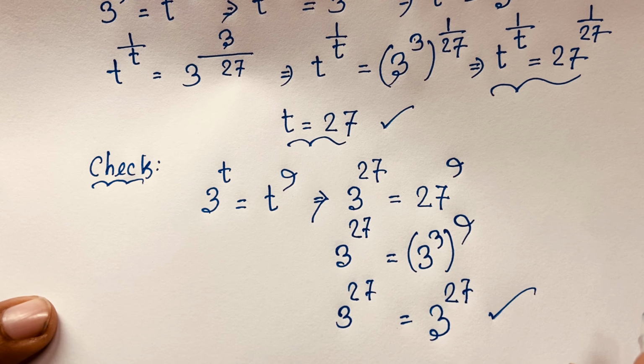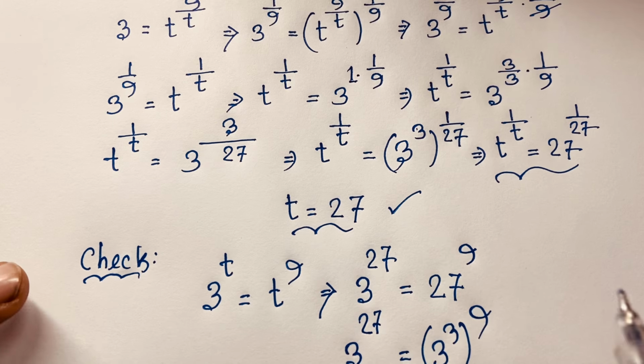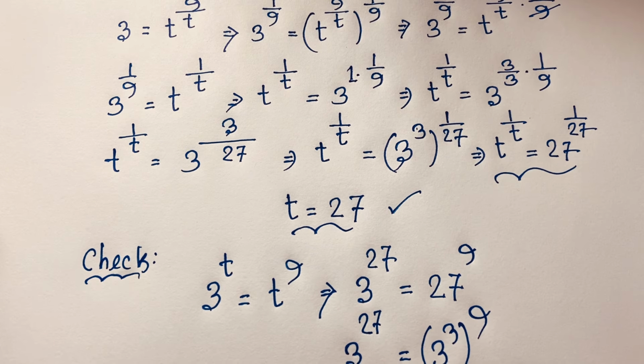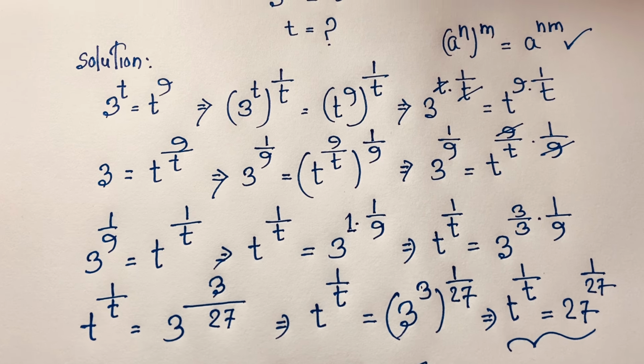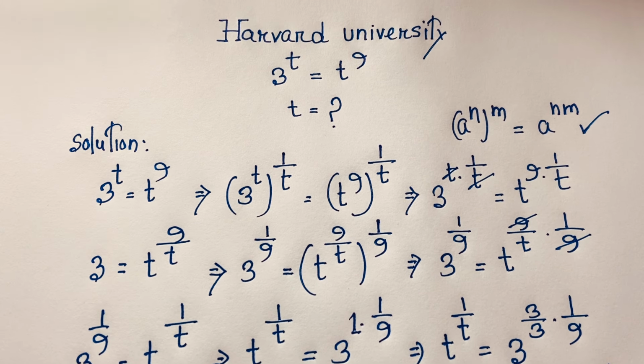So here, left hand side and right hand side, both sides are equal. So you can see t is equal to 27. This is our final answer in this exponential math problem.